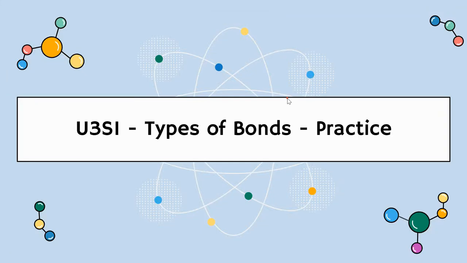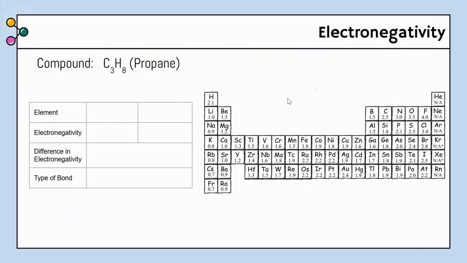In this video, I'm going to go over a couple practice problems from the Unit 3 Section 1 practice about the types of bonds and how to identify them. In this practice, there are really two different kinds of problems. The first I have on screen, we're looking at a compound C3H8, which is also propane. And we're going to try to classify what kind of bond is occurring between the elements.